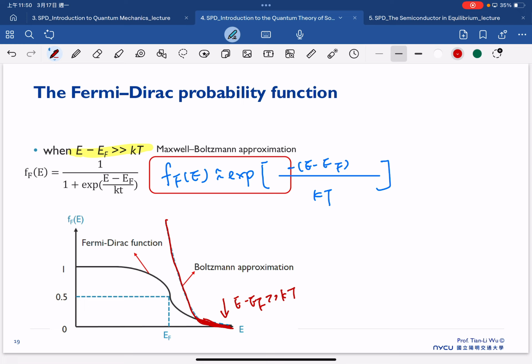But the most important thing is that you need to understand the concept of the energy state, the allowed energy state, and then because we cannot determine one individual carrier, we are more interested in the carriers as a whole group. So that's why we start to introduce the probability function, and the most important one is the Fermi-Dirac probability function.